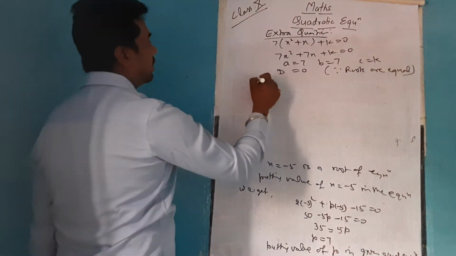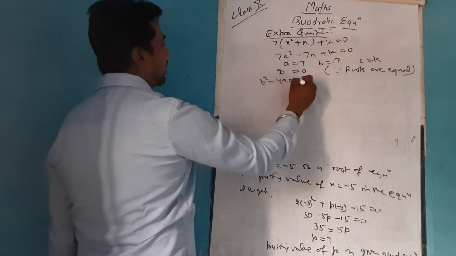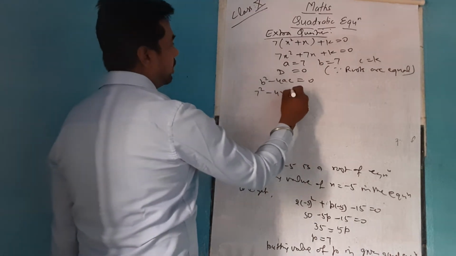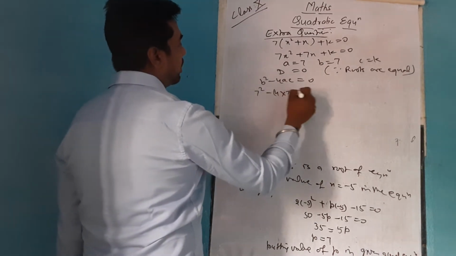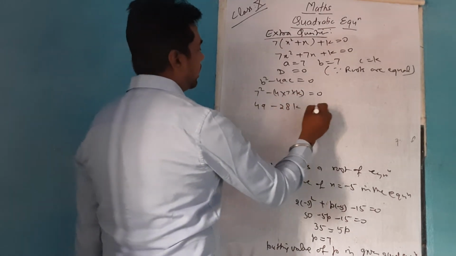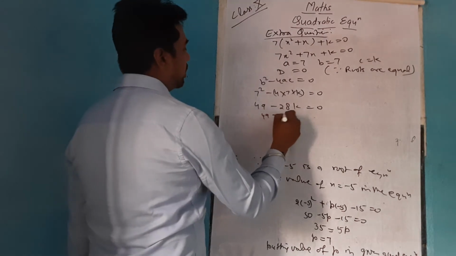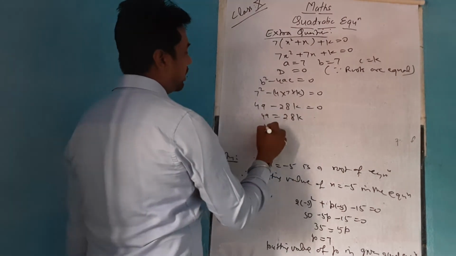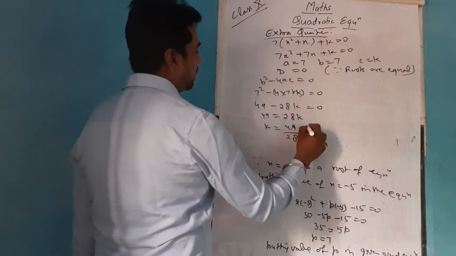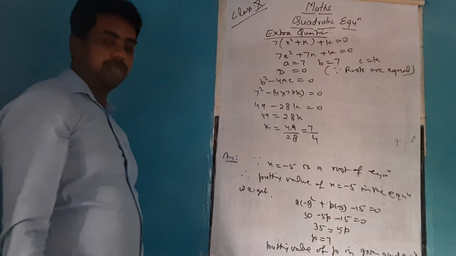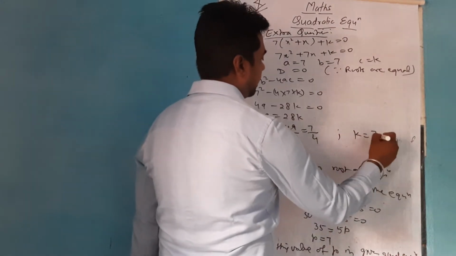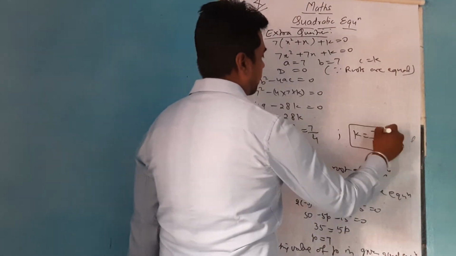It is given there. So that becomes b square minus 4ac equals to 0. 7 square minus 4 into 7 into k equals to 0. 49 minus 28k equals to 0. 49 equals to 28k. k equals to 49 by 28. That becomes 7 by 4. So the value of k is 7 by 4.